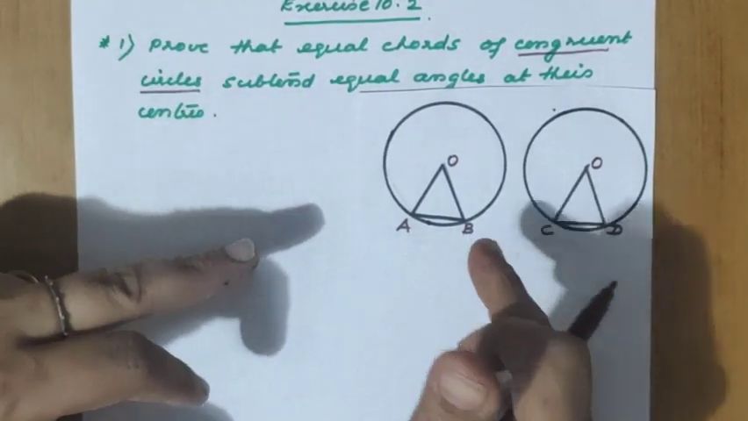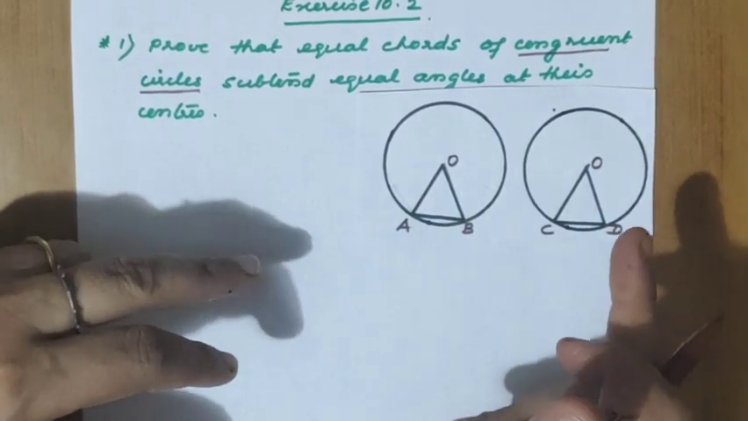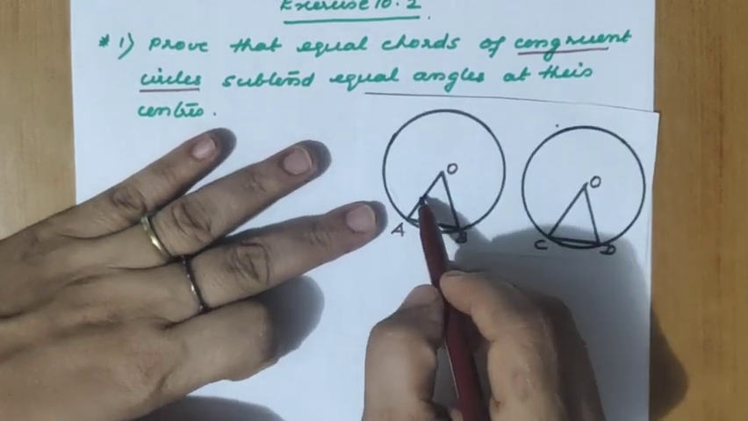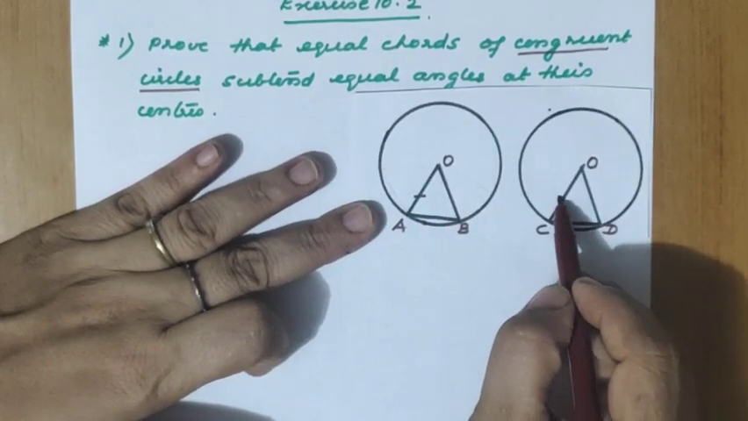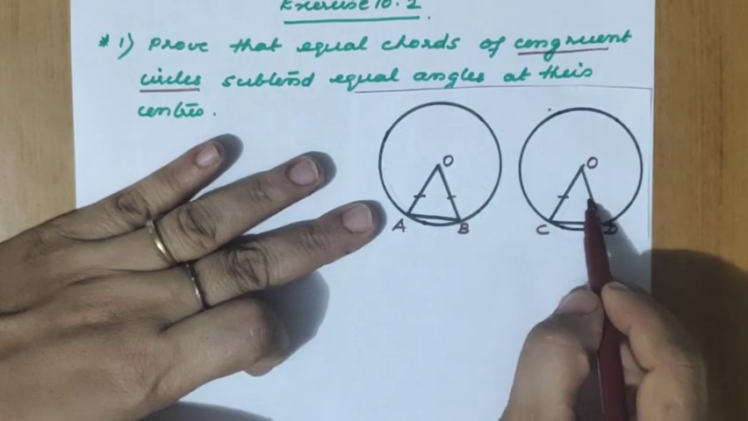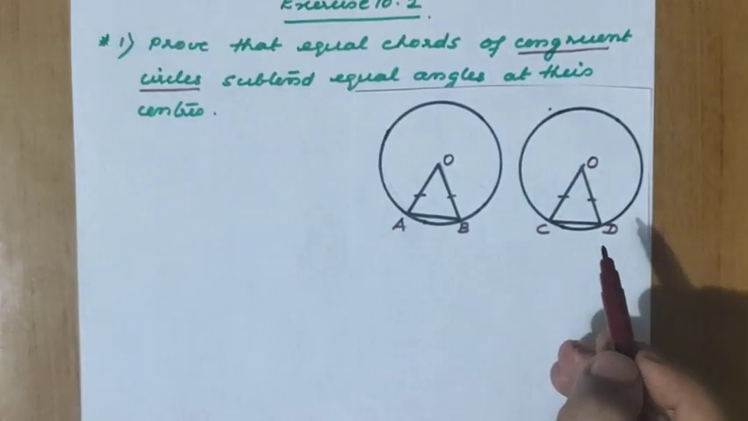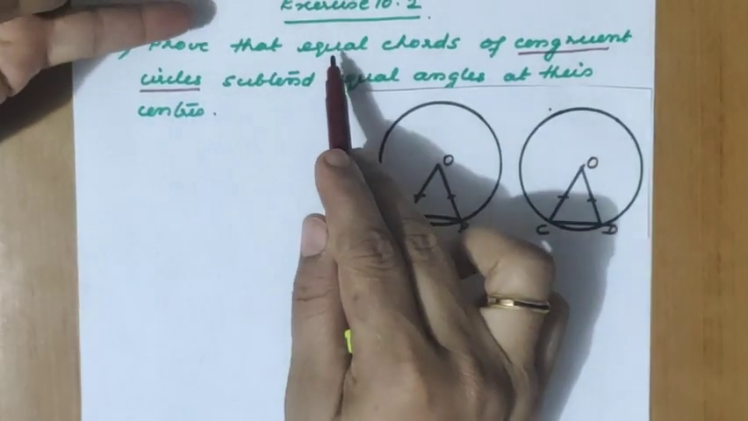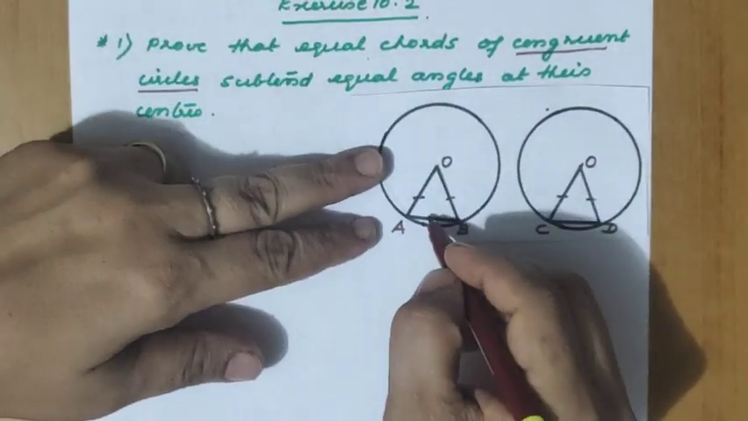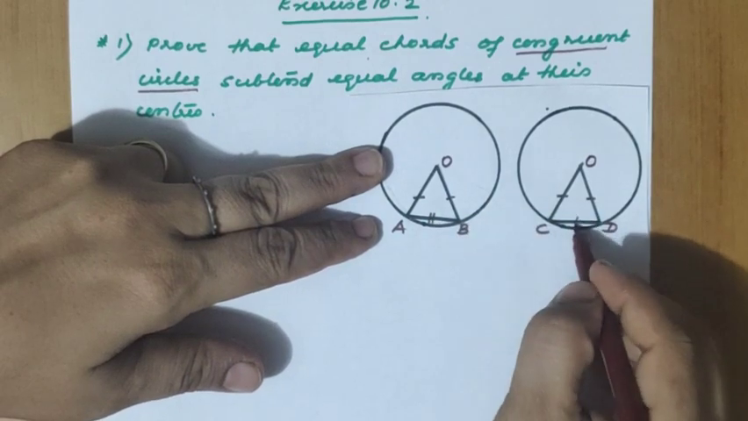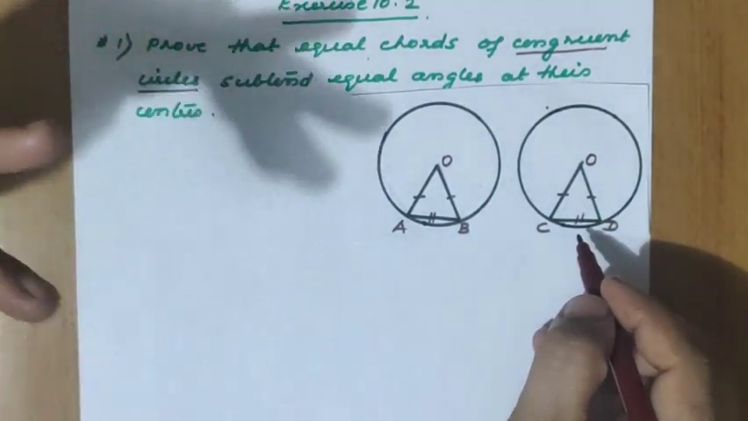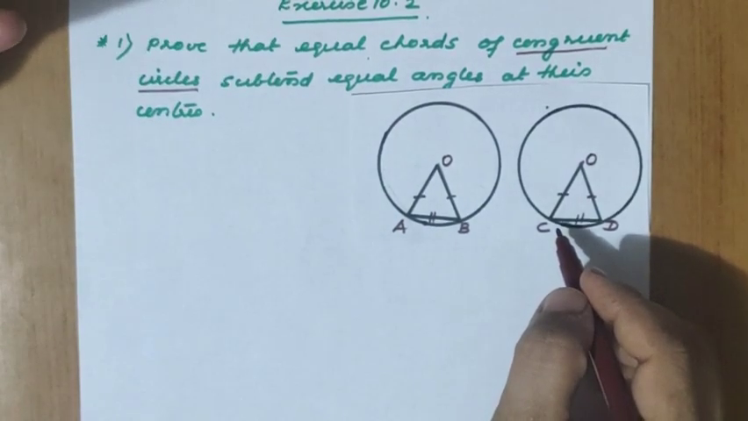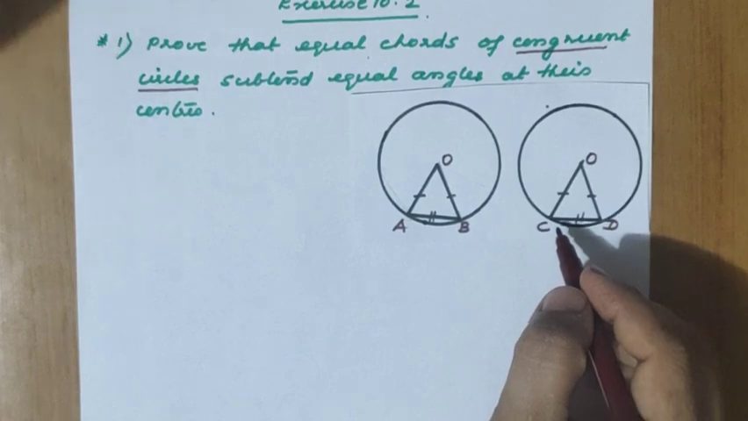Now this time we are taking two different circles, but both are congruent by the question. So what about the radius? Both radii are the same. So OA equal to OC and also OB equal to OD. So here we got the radii. Now one more statement is there: prove that equal chords, that means AB equal to CD. So now I think you got the idea. Two sides and three sides we got equal, so by SSS criteria these two triangles are congruent.